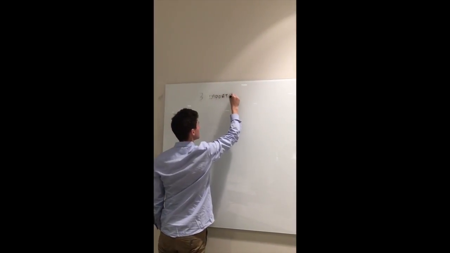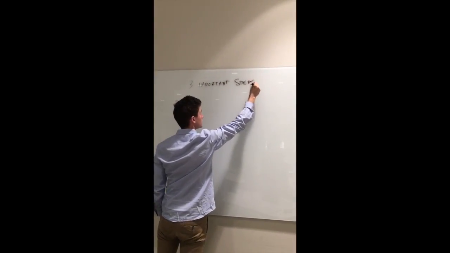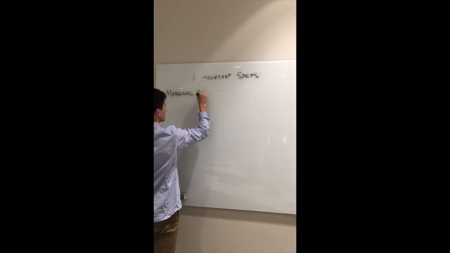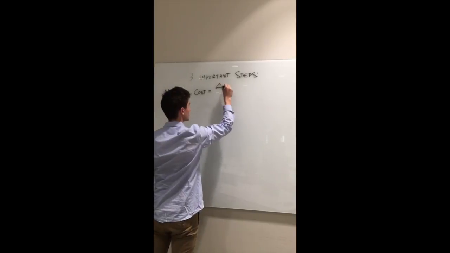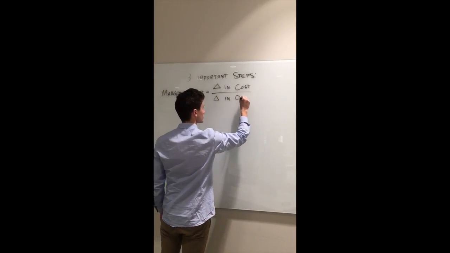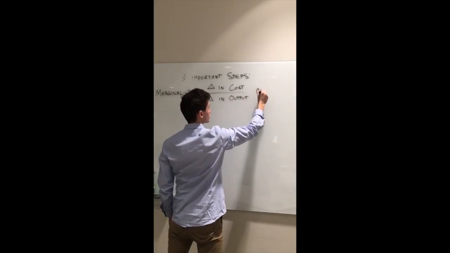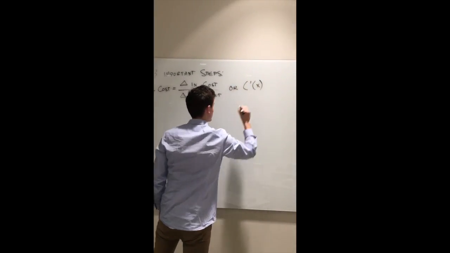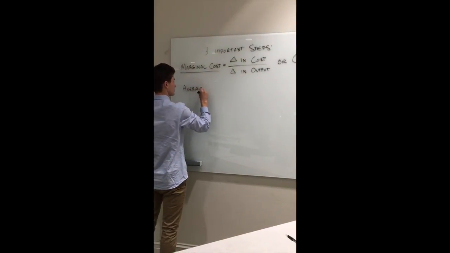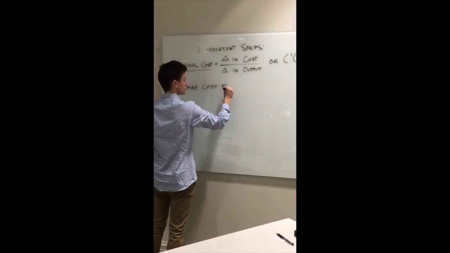So we're going to be looking at three important steps or equations that are crucial in order to solve these problems correctly. The first one is the marginal cost function, and it's basically the change in cost over the change in the output, or, the much easier way to look at it, the derivative of the function c of x. And we'll go on to explain why all of this works in the end.